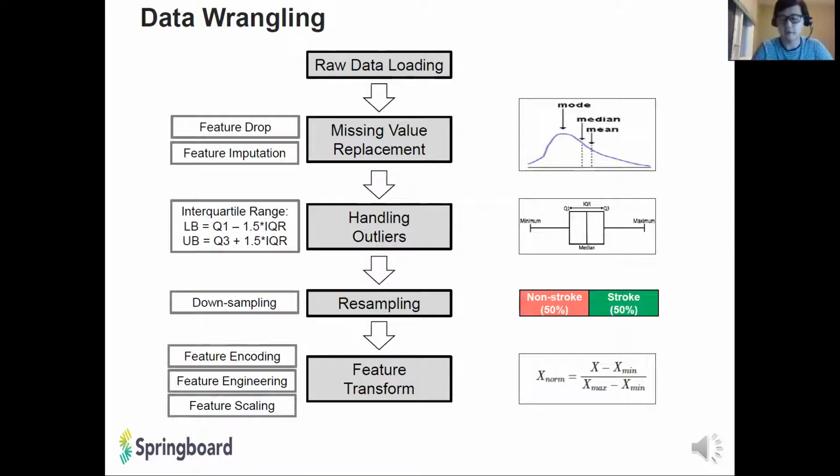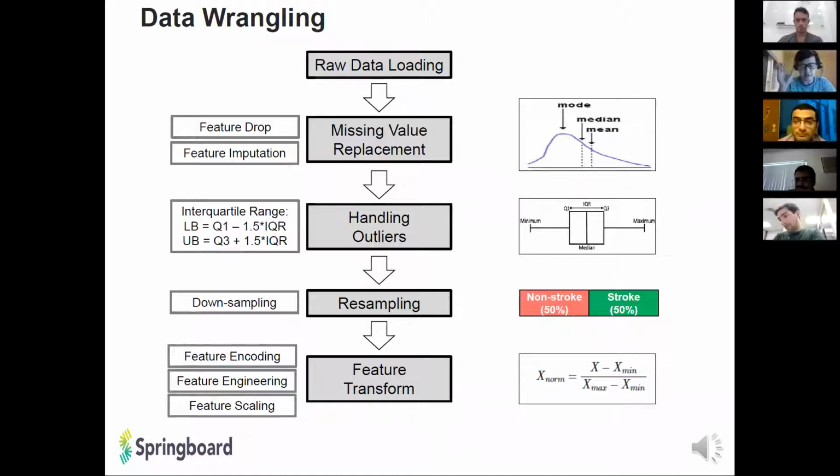Using this interquartile range, I can compute the lower bound and upper bound thresholds. So basically, if a feature value is sitting below or above this threshold, it will be treated as an outlier, and then we will simply remove it from the entire data set.